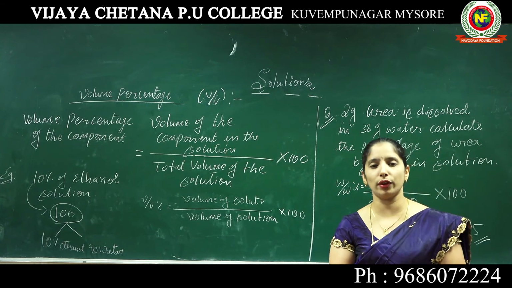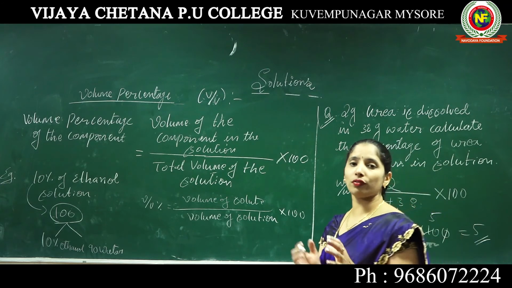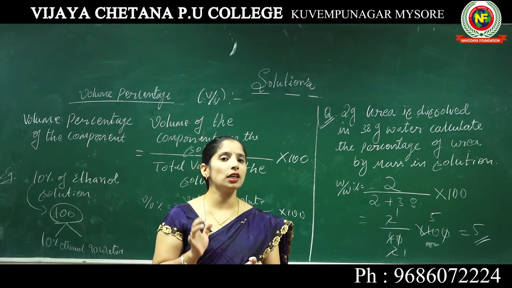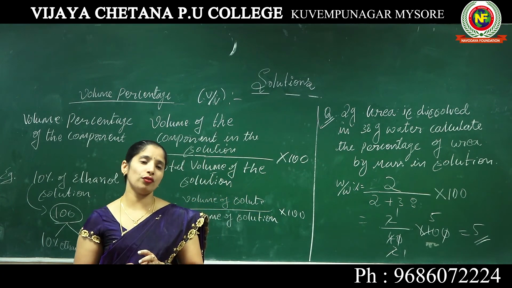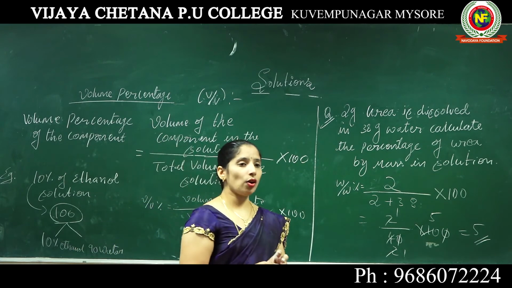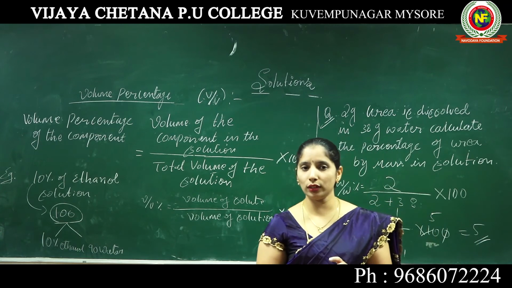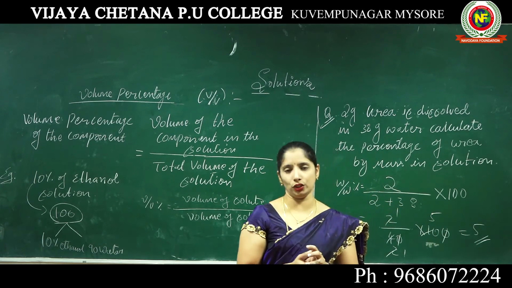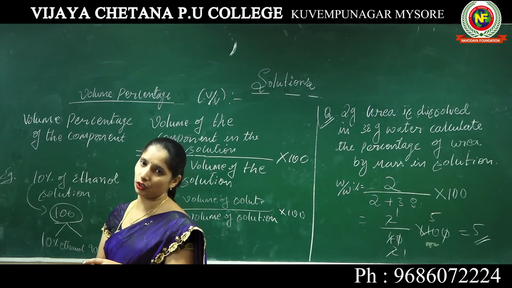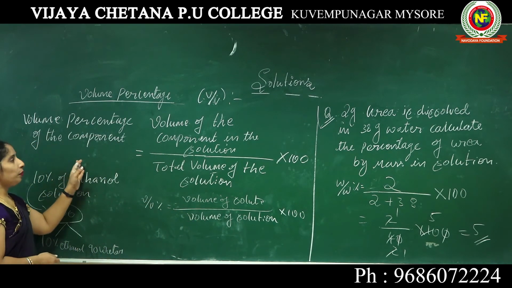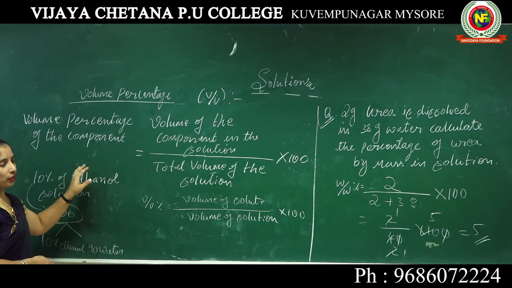Ethylene glycol is one of the solutions. It consists of 35% ethylene glycol. How much percentage? A 35% ethylene glycol solution we call an anti-freezer. This anti-freezer is mainly used in a car to cool the engines. So this is the use of the volume percentage. Got it? Where we use that is volume percentage.